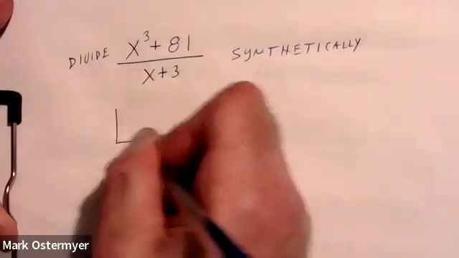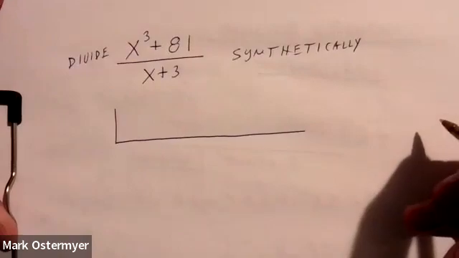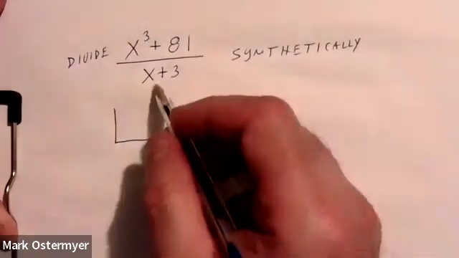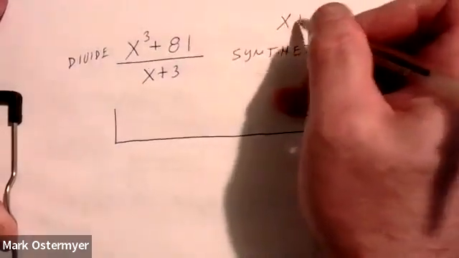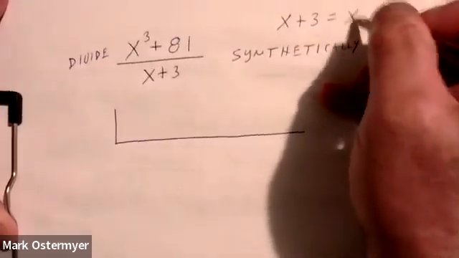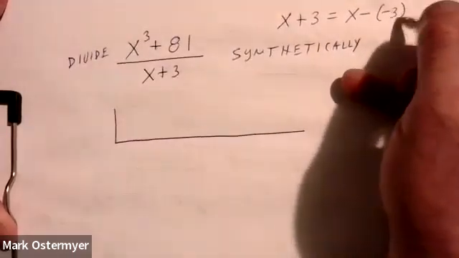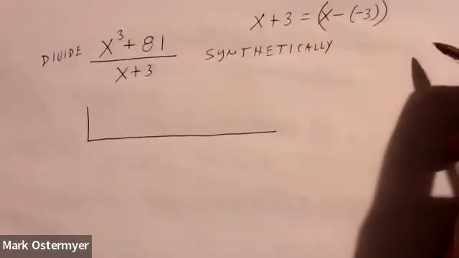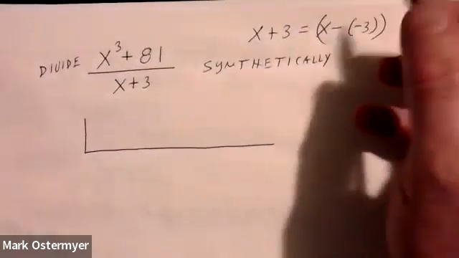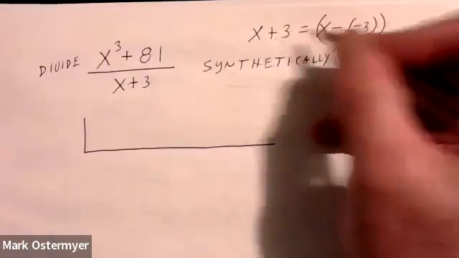So here we go. Here's our upside down synthetic division bar. What do I divide in? My divisor is x plus 3. But do you agree x plus 3 technically is really x minus what? Negative 3? Isn't that true? So what am I going to be dividing in here, ladies and gentlemen? I'm going to be dividing in a negative 3, not a positive 3, a negative 3.